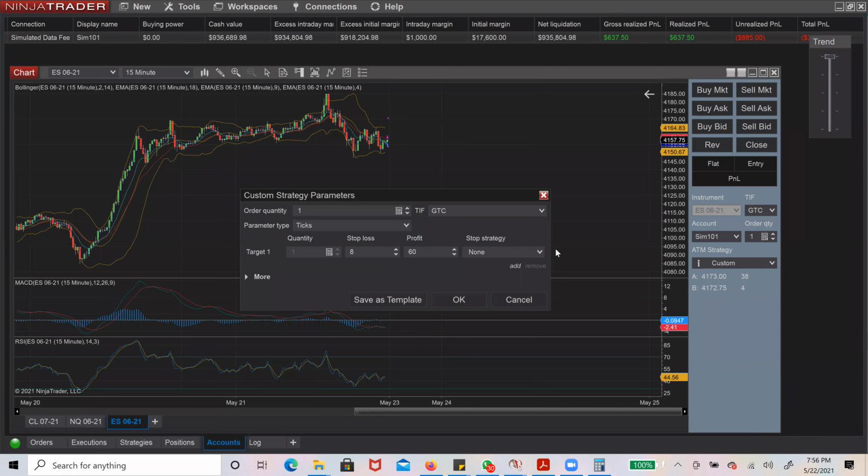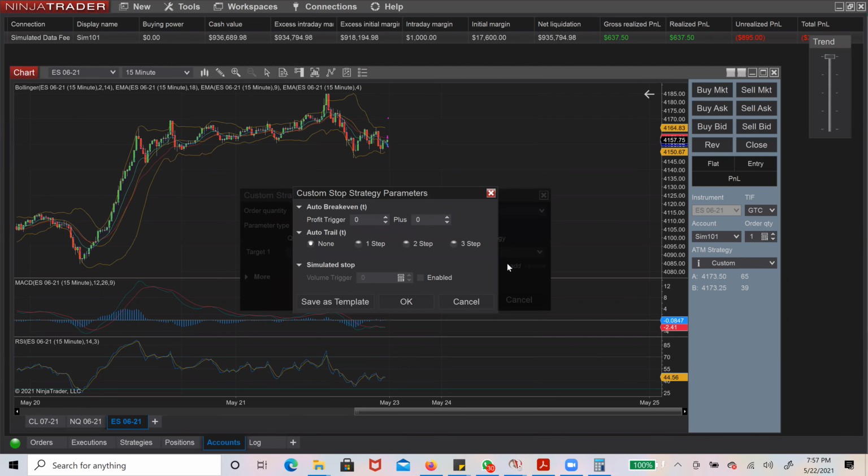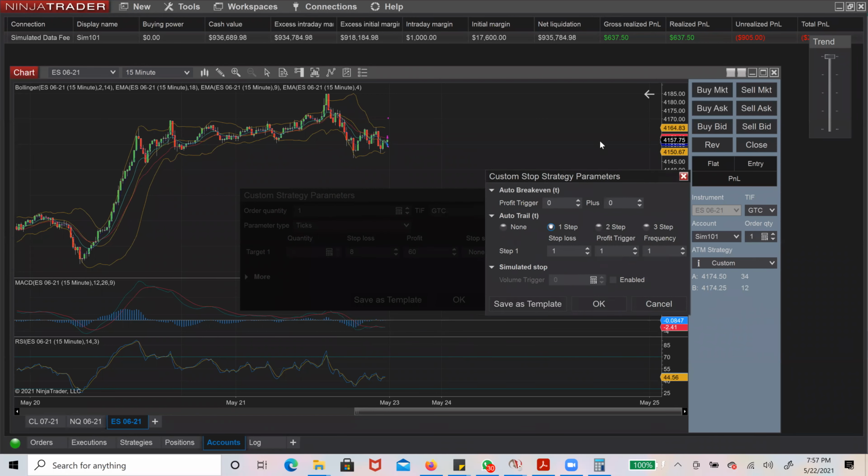You can click on custom, and here's the one thing: it says stop strategy, and it's set to none. I'm going to change this to custom. It's going to open a new window. It's right here, auto trail. Okay, I'm going to keep this here. I want to trail my stop loss to maximize the profit.